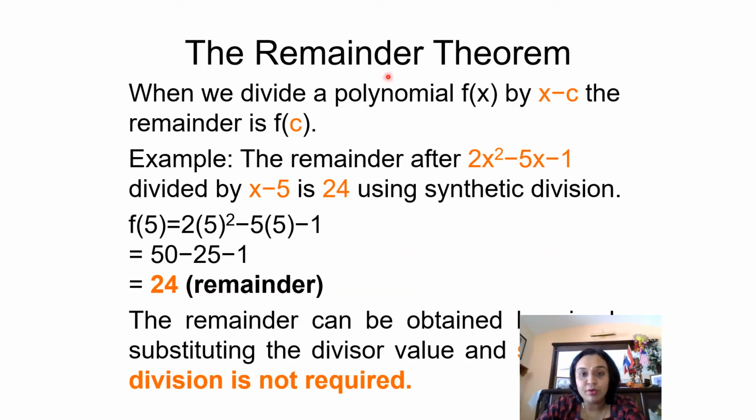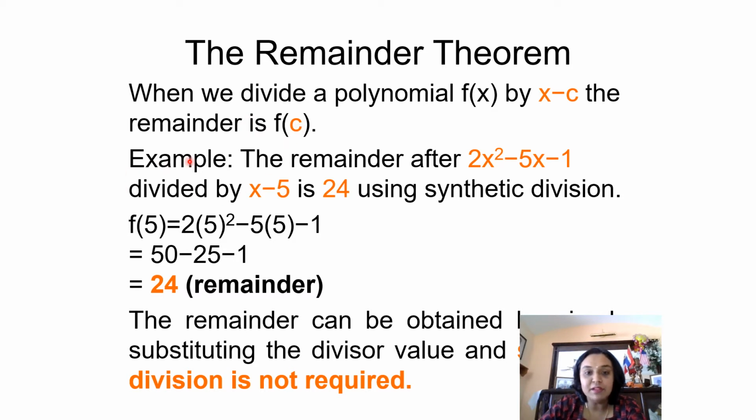The remainder theorem is actually an extension of the factor theorem. When we divided the previous polynomial by 4, the remainder was 0. So this concludes that when we divide a polynomial by a divisor x minus c, the remainder is f(c). From the previous function, when we substitute 4 back into it, we get the end result of 0.